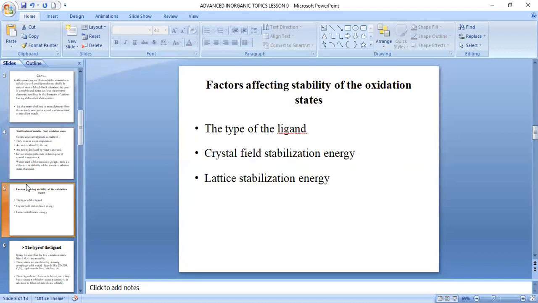Factors affecting the stability of the oxidation states. There are mainly three factors. The first one is the type of the ligand. The second one is the crystal field stabilization energy. And the last one is the lattice stabilization energy.